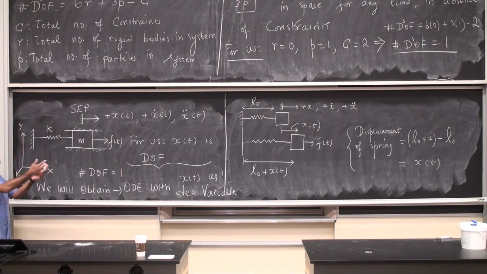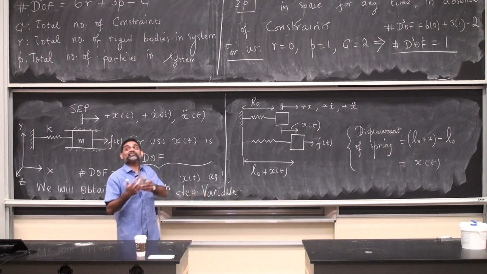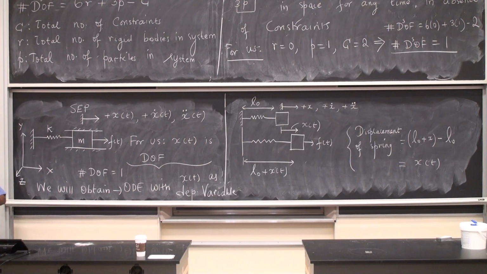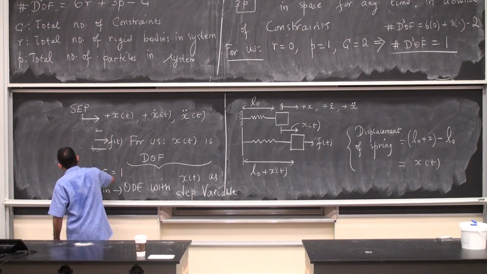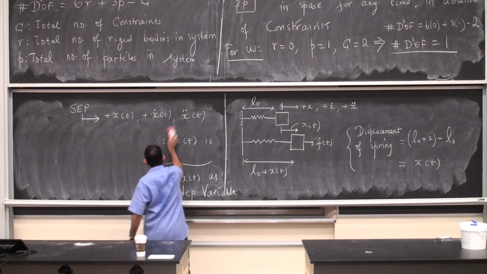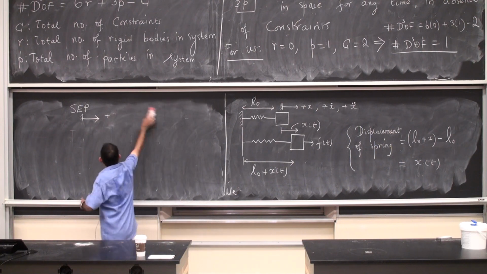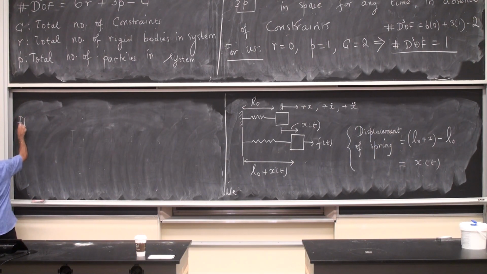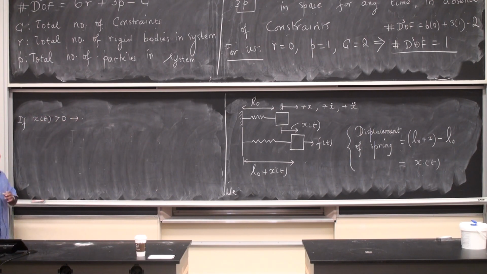I'm going to draw the free body diagram of the spring, the free body diagram of the mass, and the kinetic diagram of the mass. Some of you may know it, some of you may not know it. I'm going to explain that. Okay? I'll answer your questions towards the end. Pardon me. I want to complete this thought process. So if x of t greater than 0, the spring is in tension.